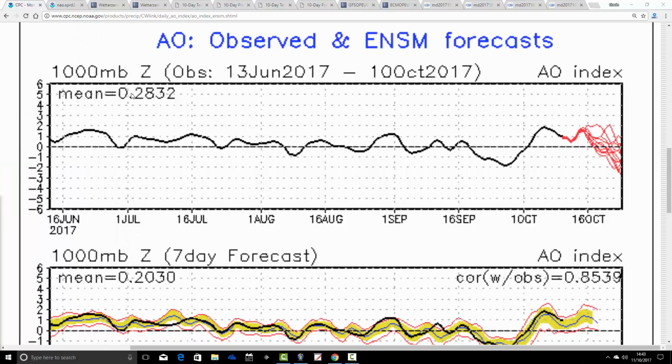So this chart is the Arctic oscillation observed and forecast chart from CPC, NCEP and NOAA. We can go right way back to the summer with this chart. So the black line here tells us where we've been with the Arctic oscillation. The red lines at the end are where the GFS ensembles are forecasting the Arctic oscillation to go. Remember, this is just an index that's reflecting the state of the atmosphere in the North Pole. It's not driving anything, just tells you what the atmosphere is doing.